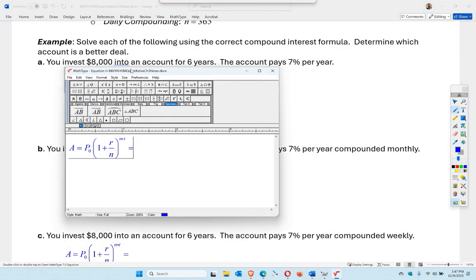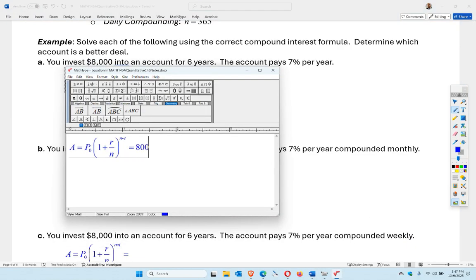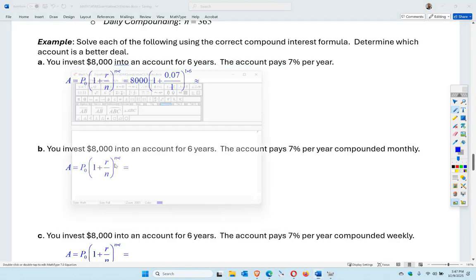All right, so let's do these in this here. So this is 8,000, parentheses, 1 plus the interest rate, which is 7%, so 0.07. The number of compounds is 1, since it's per year. There's only 1 compound per year. And then 1 times, oops, I didn't do the times 6, since it's 6 years. Okay? And then this never works out nicely, so I'm going to put approximate. All right, I'm going to copy this and go down to the next one.